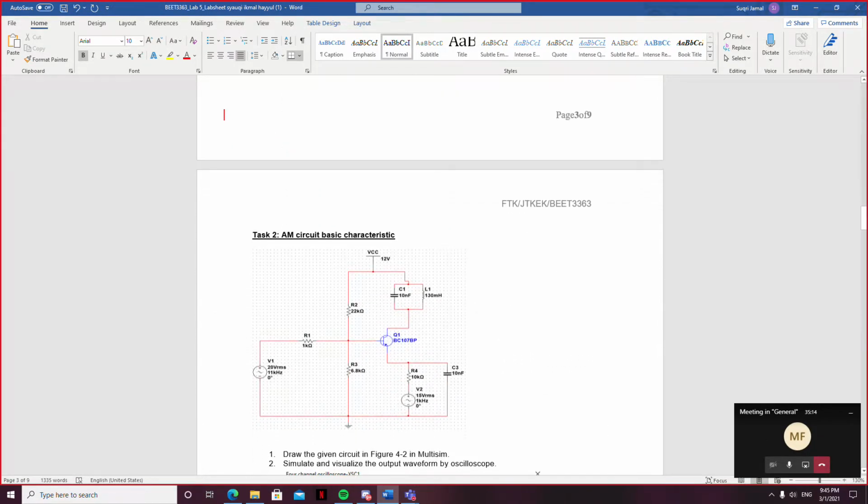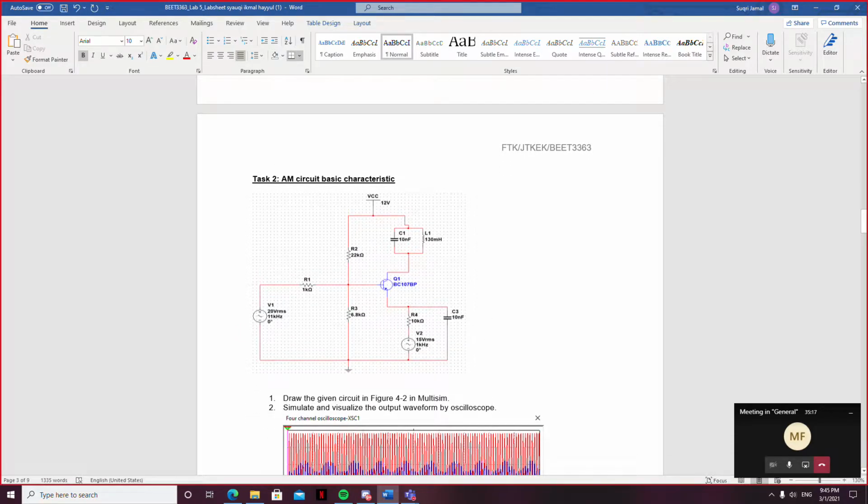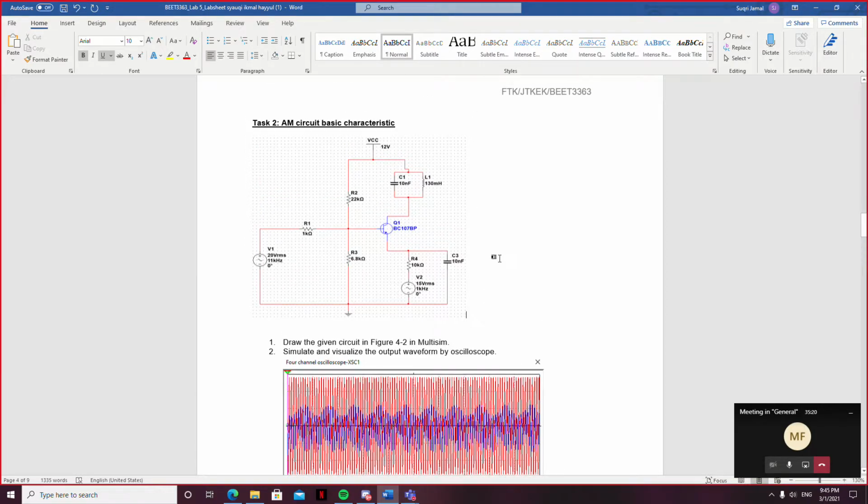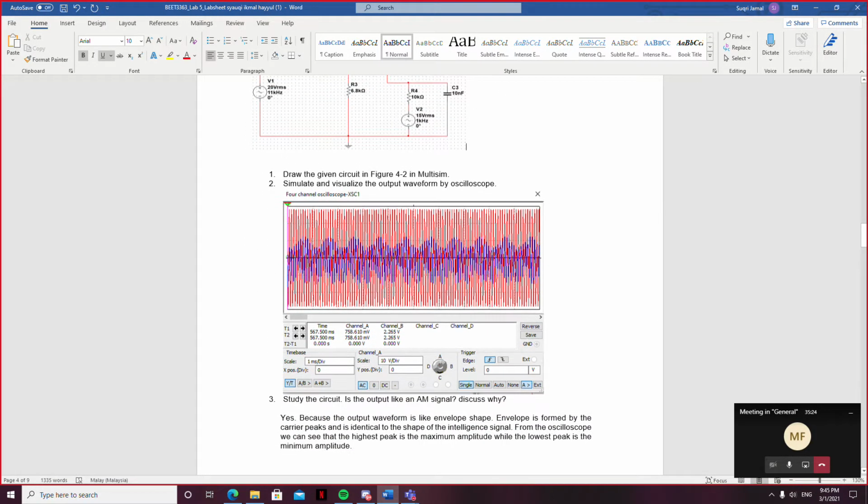Next is task 2. This is the circuit for task 2. The procedure is the same as task 1. This is the output and input, same as task 1. The red one is input and the blue one is output.